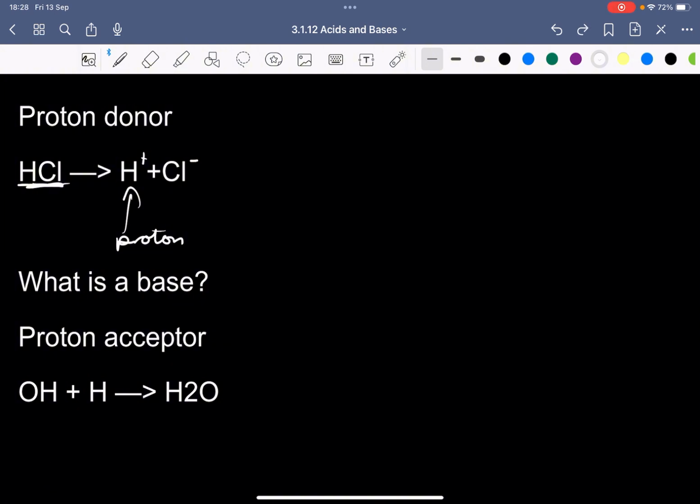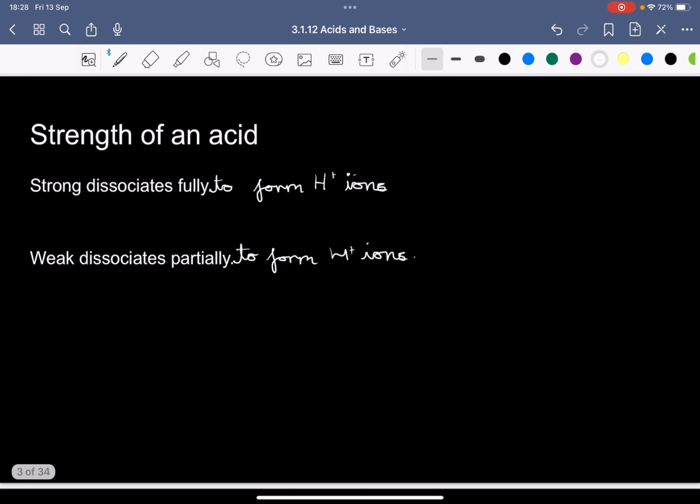Now a base is a proton acceptor. So these combine with H+ to get rid of the H+ ions in the solution. You also need to know what's meant by the strength of an acid. Strong acids dissociate fully to form H+ ions, whereas weak acids dissociate partially to form H+ ions.